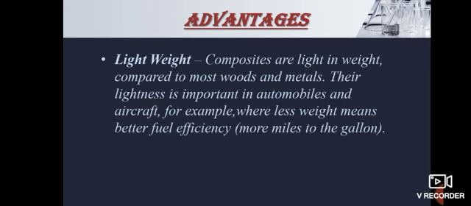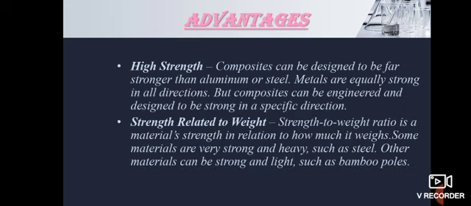First one is lightweight. Composites are light in weight compared to most woods and metals. Their lightness is important in automobiles and aircraft, for example, where less weight means better fuel efficiency. The next one is high strength. Composites can be designed to be far stronger than aluminium or steel. Metals are equally strong in all directions, but composites can be engineered and designed to be strong in a specific direction.